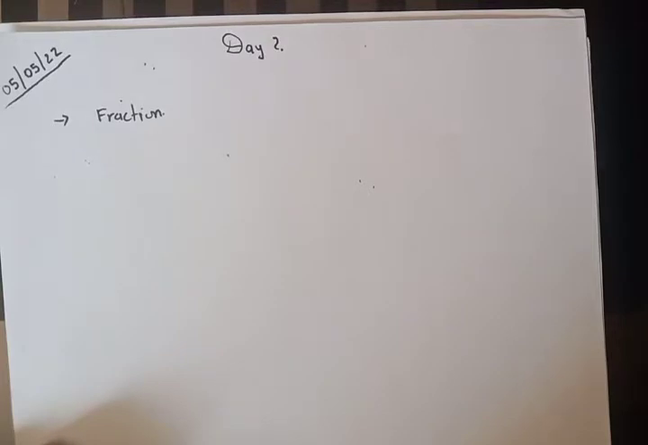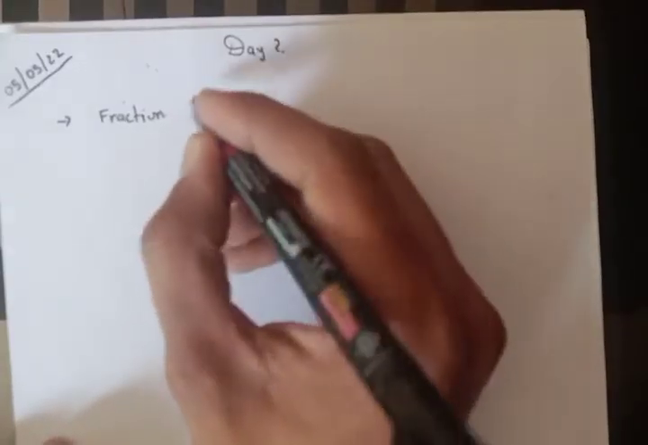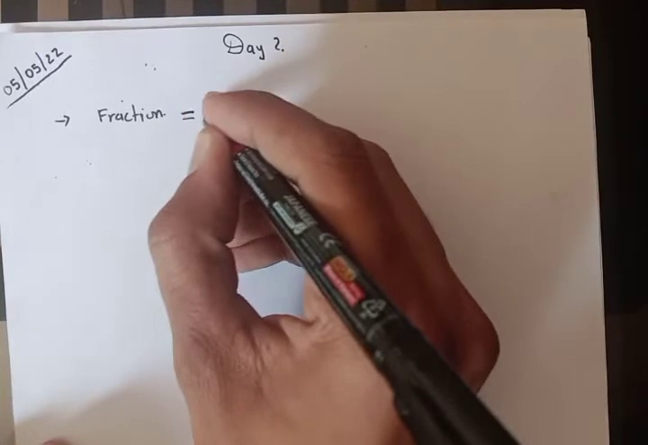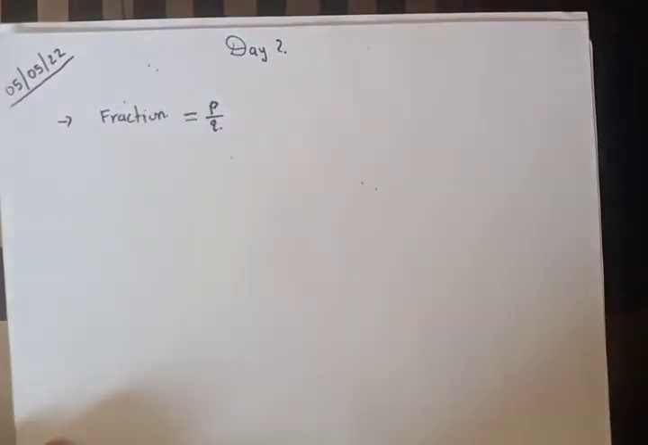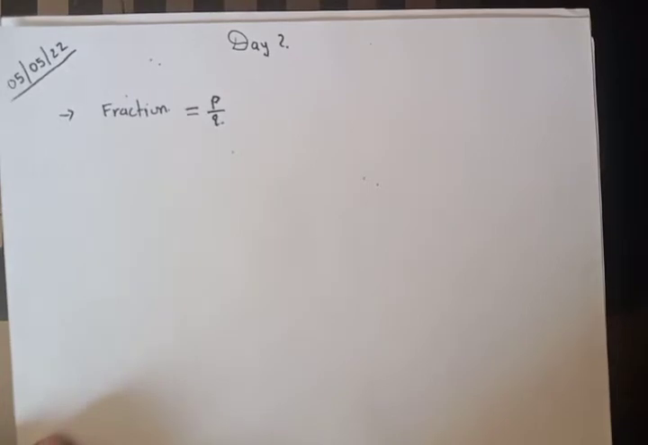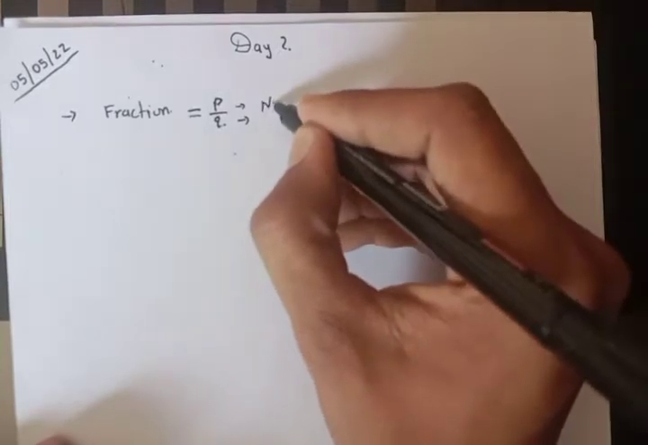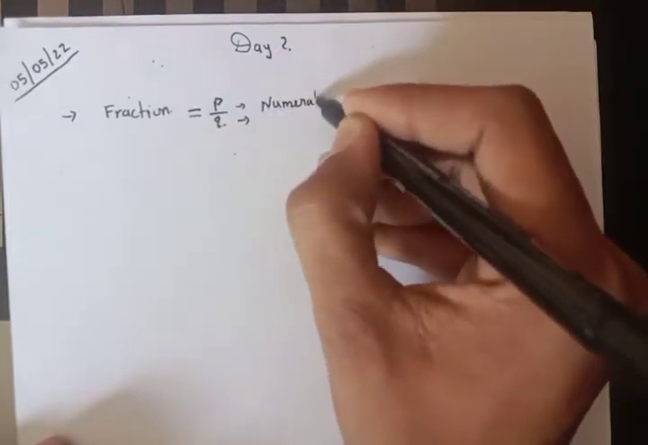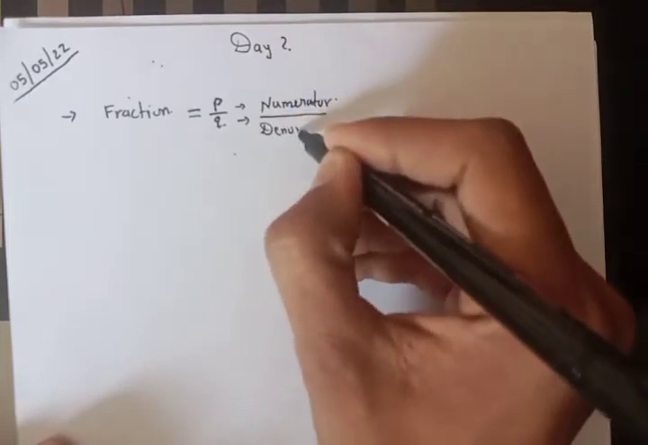Before starting the main topic of fractions, let's revise what actually a fraction is. Fractions we always write in the form of P by Q. So what are P and Q? P is usually called the numerator and Q is called the denominator.